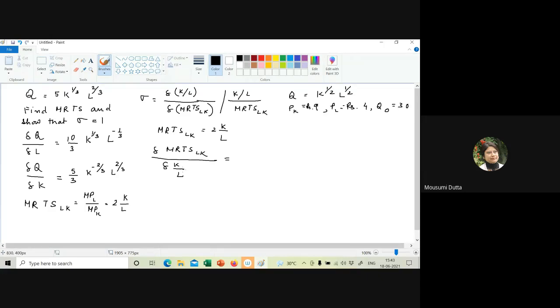Del MRTS LK by del K by L? That is 2. Yes. So sigma is equal to half into 2 by K, K by L over 2 by L, first element. Okay, K by L.